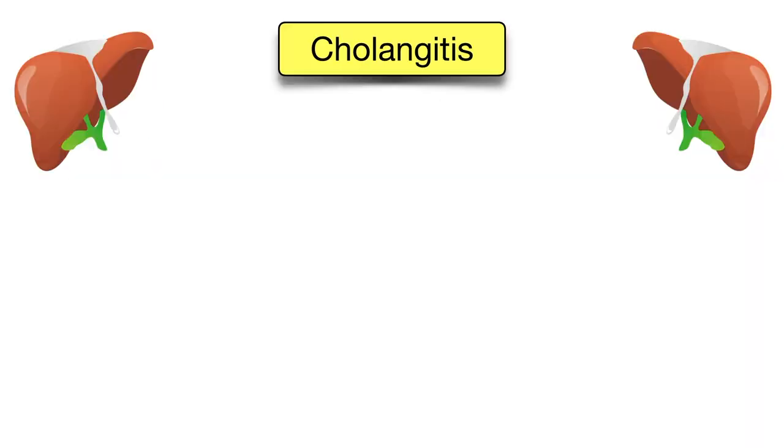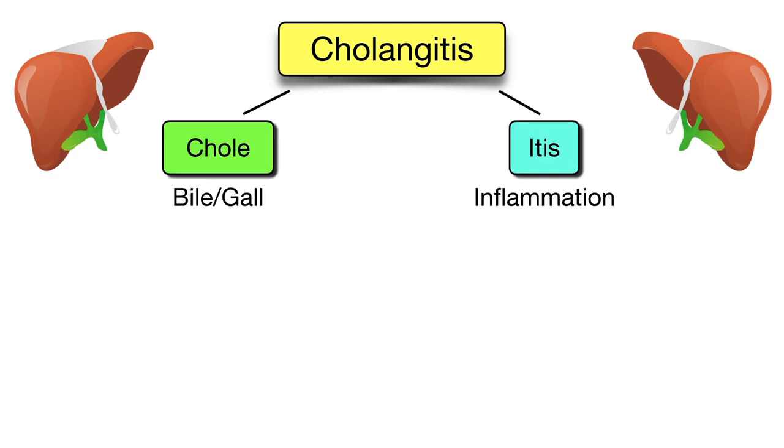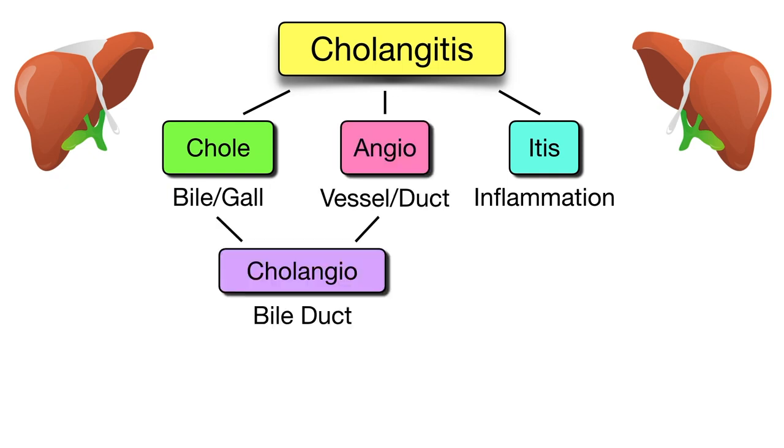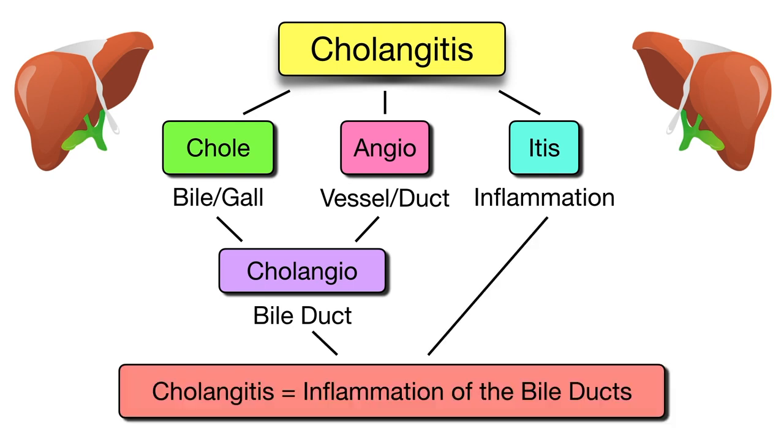The final disease is cholangitis. Let's break down the word again. We know itis means inflammation. We also know chole means bile or gall. Angio refers to a vessel or duct. So together, cholangio refers to bile duct. If we put the entire word together, then we have cholangitis, which means inflammation of the bile ducts, usually caused by a gallstone obstructing the common bile duct.